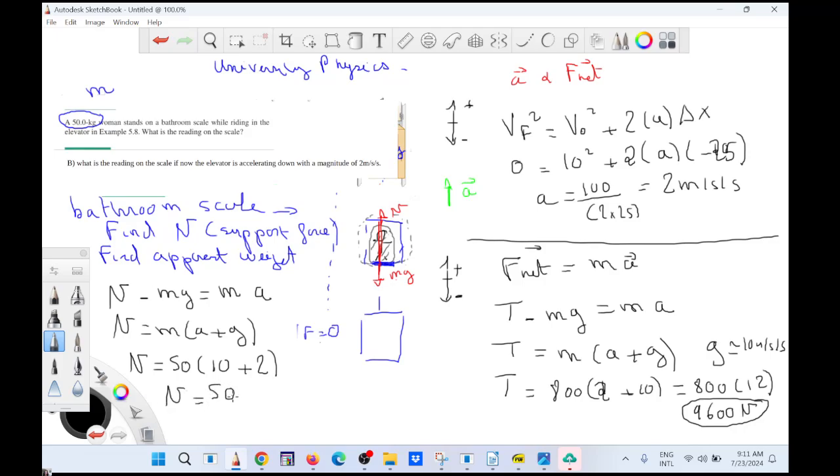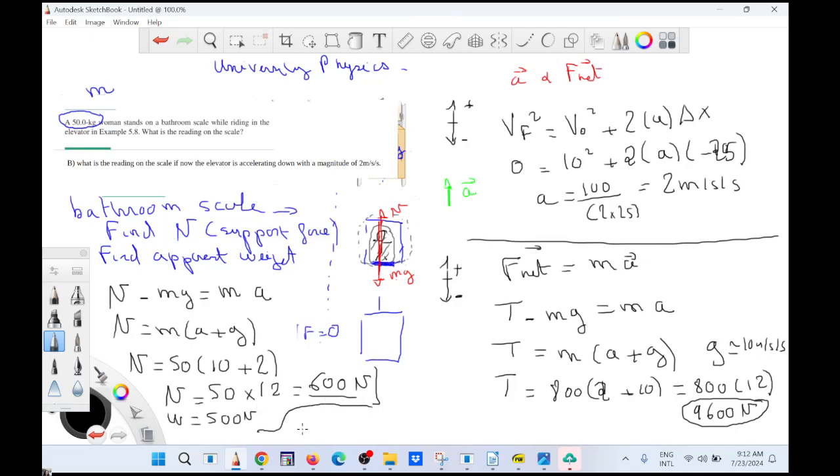So it's going to be 50 times 12. Okay, so 50 times 12, I think it's 600. So 50 times 12, 600 Newton. So that will be the apparent weight. The true weight is 500 Newton.